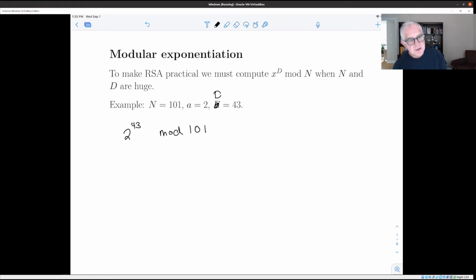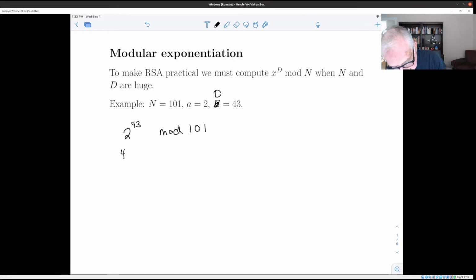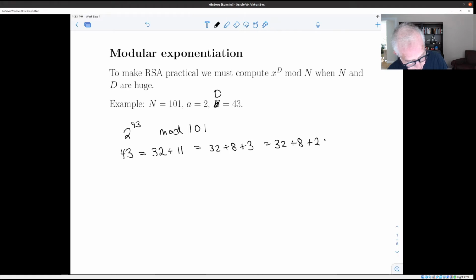And the trick here is to look at the number 43 and write it in base 2. So what is 43 in base 2? Well, it's 32 plus 11, which is 32 plus 8 plus 3, which is 32 plus 8 plus 2 plus 1. In other words, it's 2 to the 5th plus 2 cubed plus 2 to the 1 plus 2 to the 0. Now, why does this help?